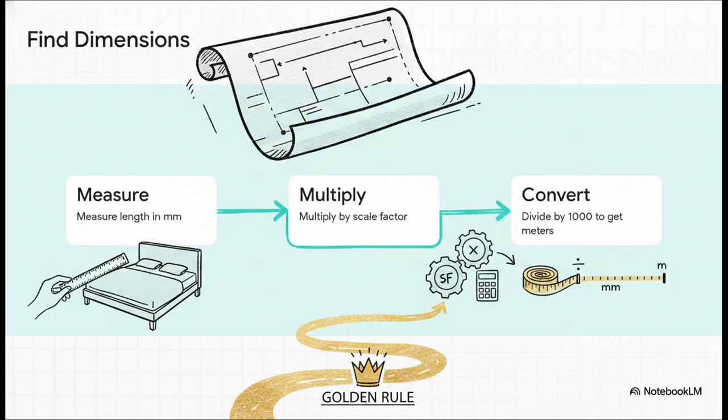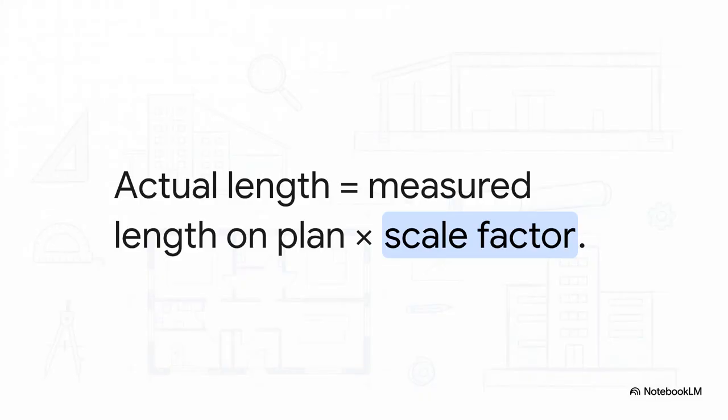Step 1, take your ruler and measure the length on the plan in millimeters. Step 2, take that number and multiply it by your scale factor. And Step 3, convert that huge clunky number of millimeters into a sensible unit, usually meters, just by dividing by 1,000. It's really that simple. Measure, multiply, convert. That's your golden rule right there. Let's actually see this formula in action.